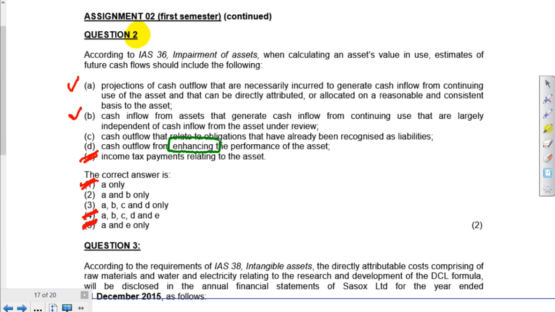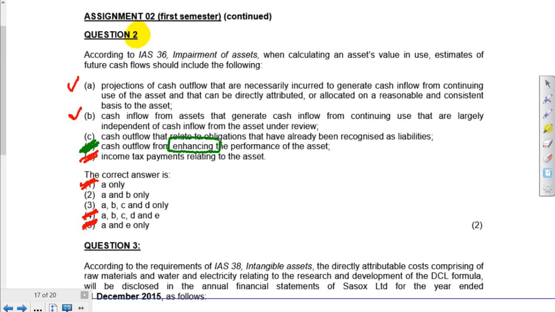And if you look in your handout, you'll see that it said there, in the current condition of the asset. Definitely said that in the notes. So then we definitely would not look at cash flows from enhancing the performance of the asset. That's not how the asset is now, isn't it? That's how the asset will be if I fix it. So that one is definitely not true.